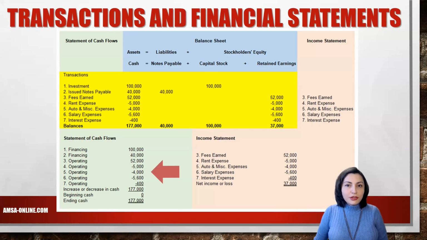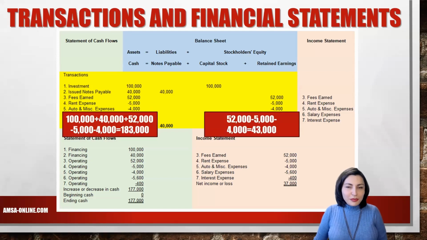This transaction decreases cash from operating activities by a net amount of $4,000, calculated by adding $2,500 and $1,500. Under the balance sheet column, both cash and retained earnings are decreased by $4,000. This reduces the balance in cash to $183,000 and retained earnings to $43,000. The balances of notes payable and capital stock remain the same.